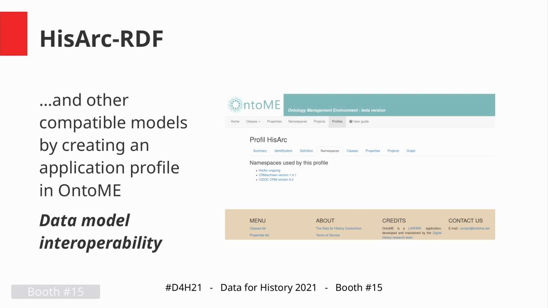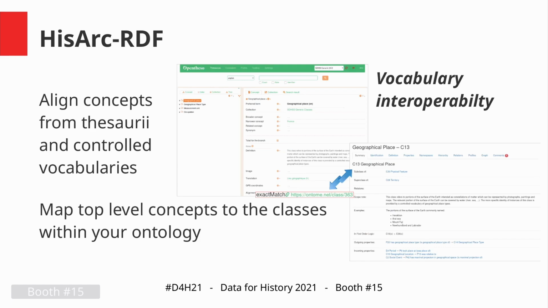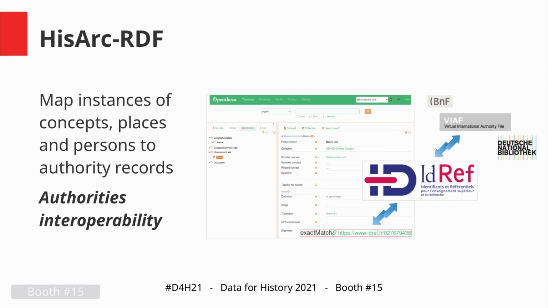For strong interoperability, it's essential to be able to align concepts from thesauri and controlled vocabularies using an application like OpenTheso. To add a layer of understanding, we are in the process of interlinking top terms from OpenTheso to classes in Anatomy. And the third pillar is to map concepts, places, persons to authority records to connect them to the semantic web. In this project, we use the French IdRef authority records, which is in turn connected to the VIAF and through it to all authority records.